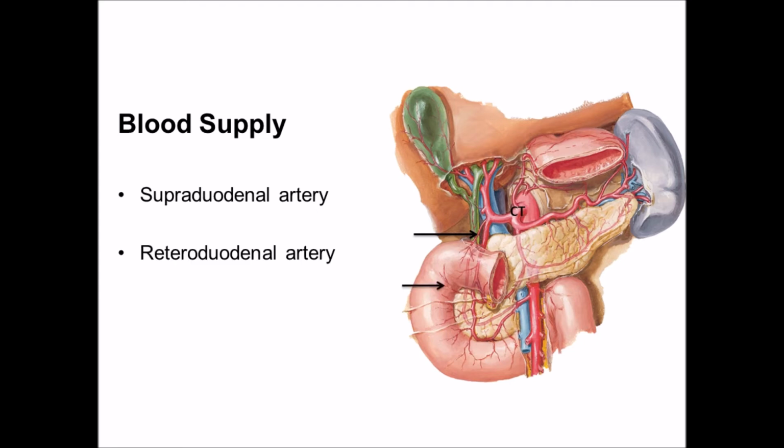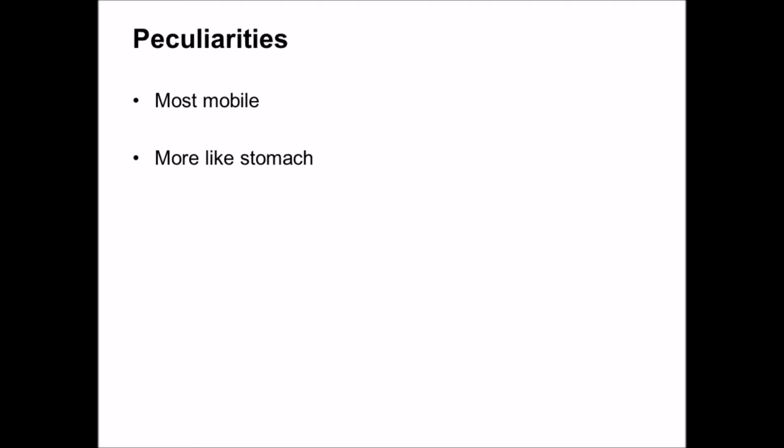The second artery is the retroduodenal artery. Retroduodenal artery supplies the posterior surface of duodenum, and it is a branch from gastroduodenal artery. The third artery is the infraduodenal artery, which branches from the right gastroepiploic artery, and it supplies the lower margin of first part of duodenum. Peculiarities of the first part of duodenum are: this is the most mobile part of duodenum.